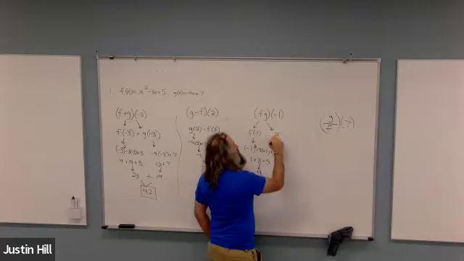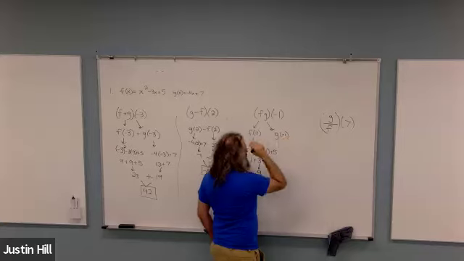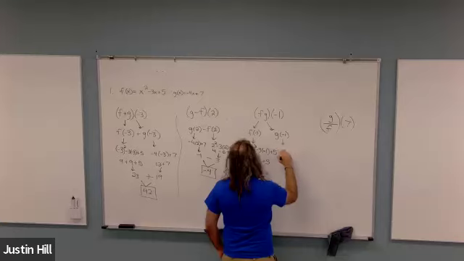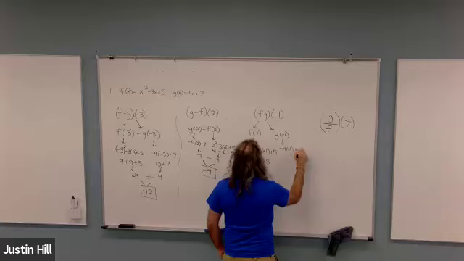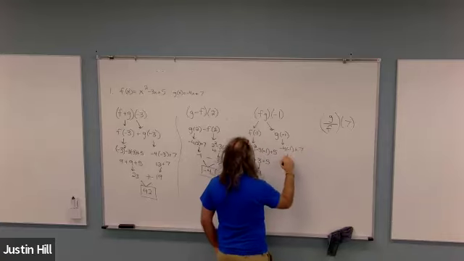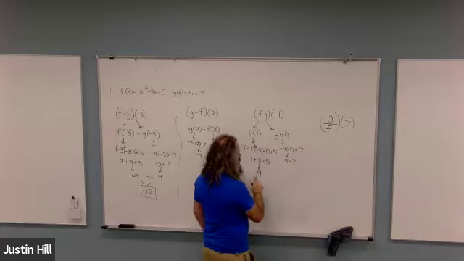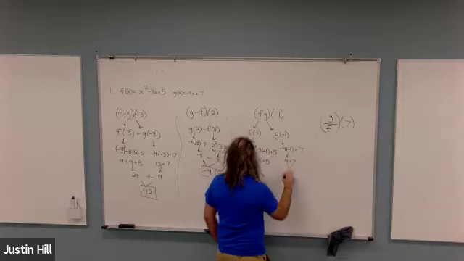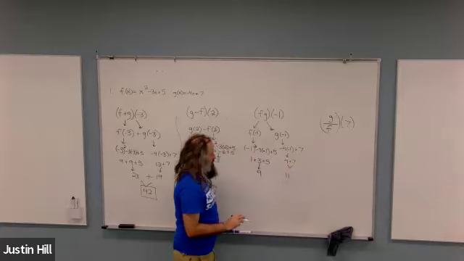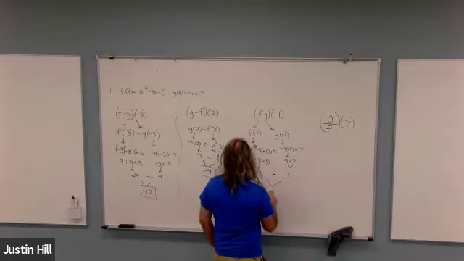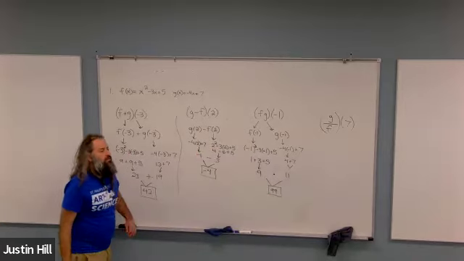And then we need to do g of -1: -4 times -1 plus 5, which equals 9, or 10. Good, then you just multiply them, and that is 90. So you should have gotten 99.